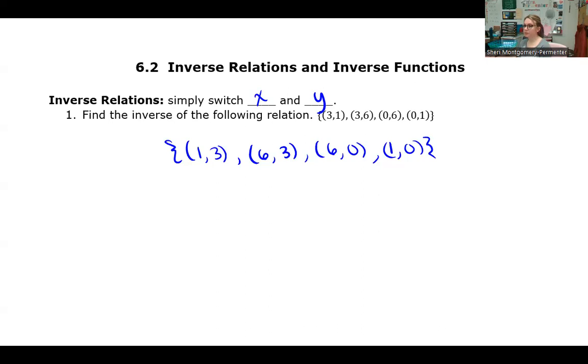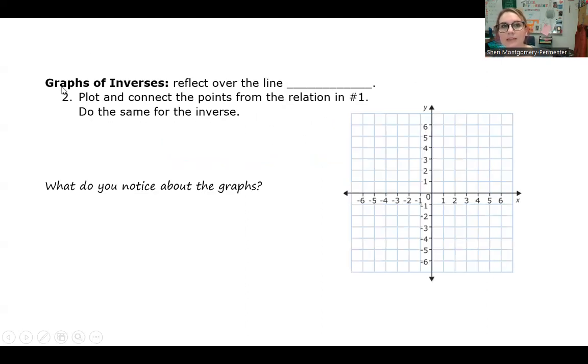Can we do that? Switch X and Y? That's an inverse. That's like it. Switching X and Y is the takeaway message for inverses altogether. You switch X and Y. So this says graphs of inverses. Well, graphs of inverses reflect over the line y equals x because you just switch x and y. So if you just switch x and y, they're going to reflect over that line.